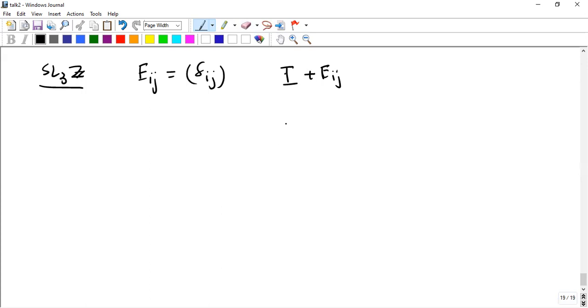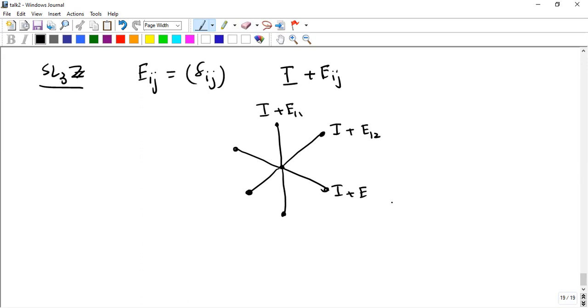So Serre draws a nice picture. Let me draw it here. So I plus E11, I plus E12. Not 1,1, okay, I can chuck those out. Not 1,1 because i and j distinct are generated by these, because those are not even rank, those are rank 1. I plus E13.